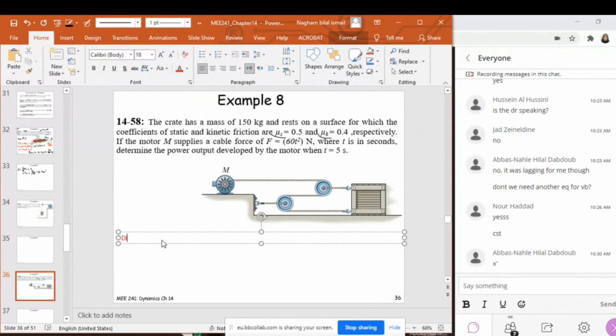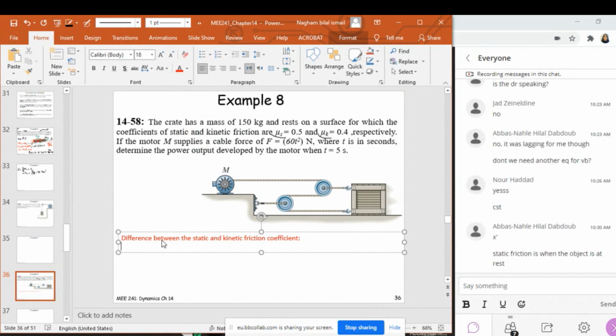You don't know, guys? So guys, what's the difference between static and dynamic friction coefficient?